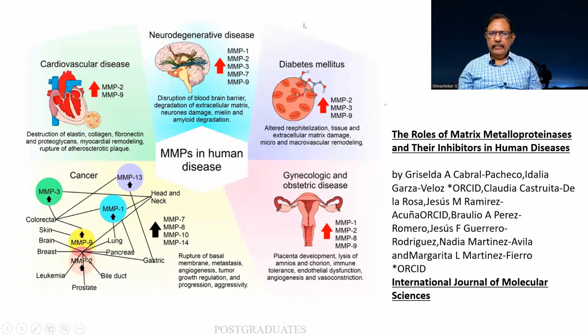So also this. So this is again a beautiful slide. What are all the MMPs which are associated with the various conditions? Neurodegenerative, diabetes, and then gynecological disorders, cardiovascular, etc. And also cancer. So this is the reference of it. It is again a superb one which you people can go to the net and pick it up. It is from the International Journal of Molecular Sciences. MMPs in human disease.